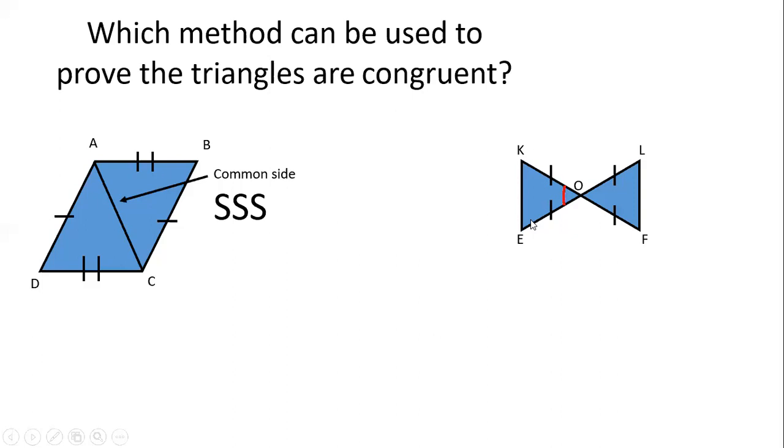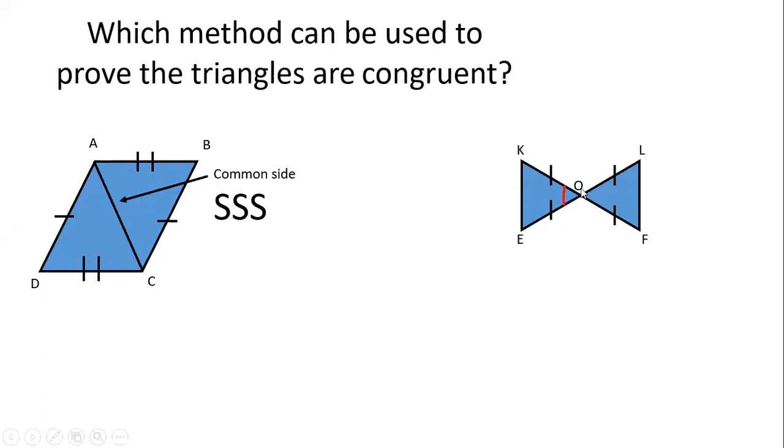Which angles are equal? Who can name the angles that are equal, the included angles? KOE and LOF. Why are these two angles equal, guys? Common. Because they are vertically opposite angles. Common side. This is not a common angle, guys, listen. This is a vertically opposite angle. This angle KOE is vertically opposite with LOF.